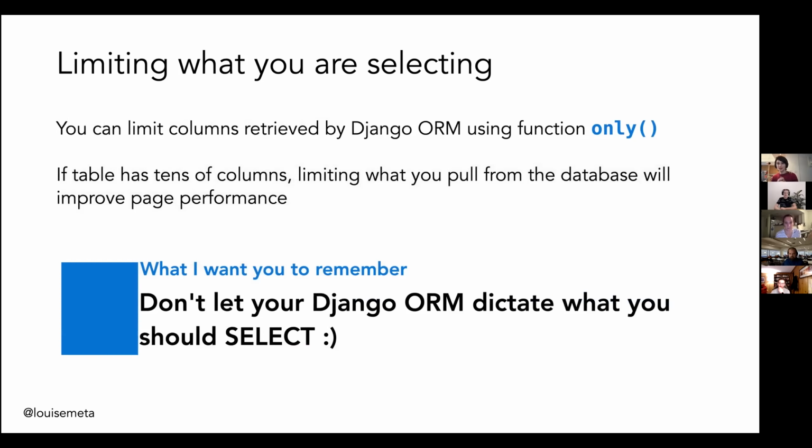So the great thing about the Django ORM is that it does have a function, only. You can just use it and give the list of columns that you want, and that's it. It's really super easy to filter that. It's just maybe a lot of work if you haven't done it before, because you have to do it a little bit everywhere at first. But it's pretty easy to do.